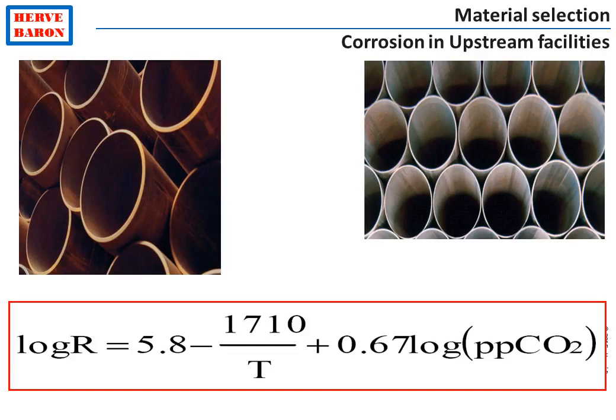Such formulas come from various publications, in particular research publications, and many are synthesized in API 581. As you can see, the corrosion rate is different for every difference of temperature and every difference of concentration of CO2. Therefore, this calculation has to be done for every line of the plant.